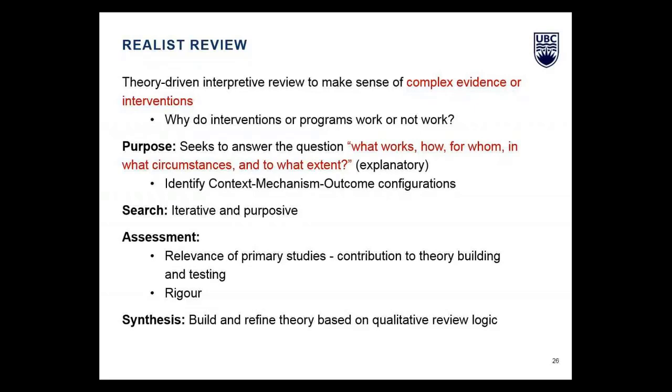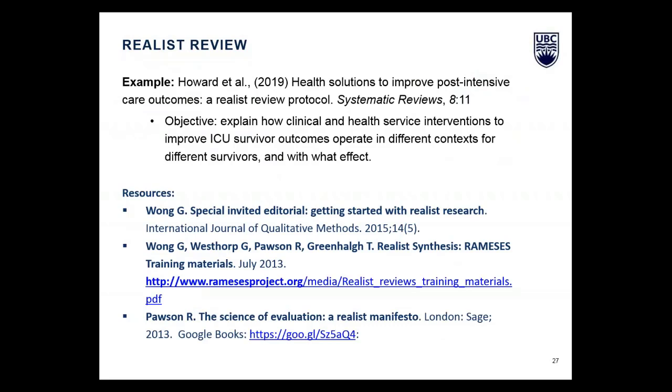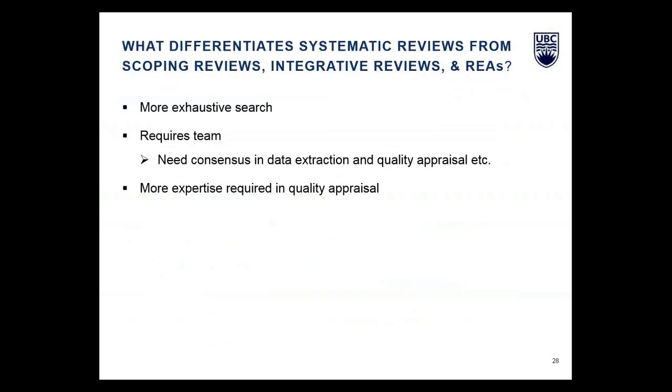And the ultimate goal is really to build and refine theory, and it's based on this qualitative logic. So there's a couple resources here, but I'm going to skip over that slide. So a couple of things. So the question becomes, what differentiates systematic reviews from scoping reviews, integrative reviews, and rapid evidence assessment?